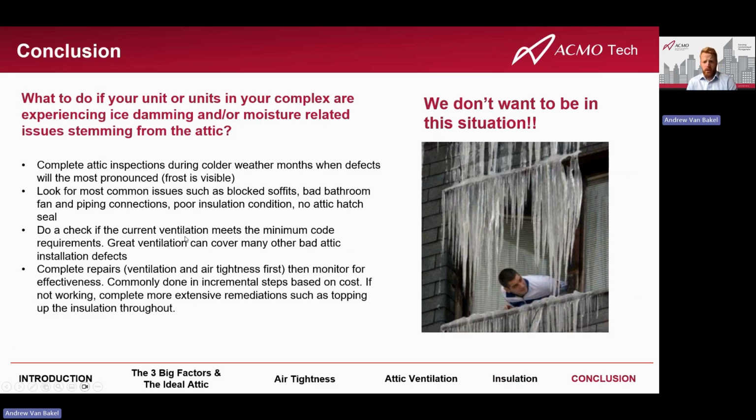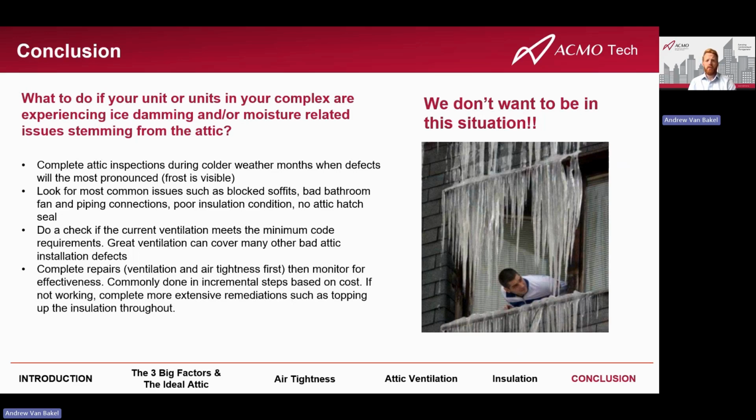So in conclusion, what do you do if your unit or some units in your complex have ice damming and you're seeing all those large icicles, or you've been getting reports that there are moisture issues in your attic space? I think the first step is completing attic inspections, whether that's a sample of units or one unit on its own. There are lots of different options, but it's most easily done in the winter, because that's when the issues are going to be the most prevalent and easy to see. It's a lot easier to see frost and know, oh, this is where the air leakage is coming in, versus when you're doing it in the summer months.